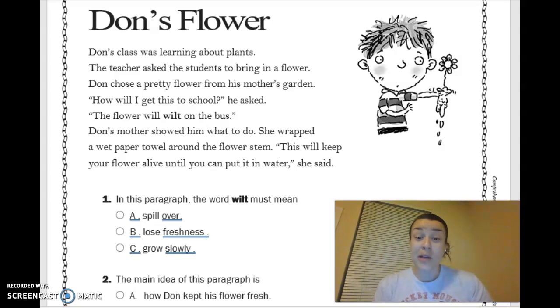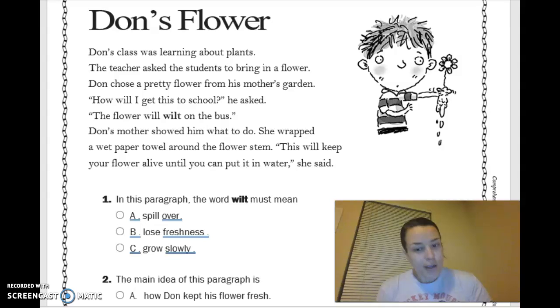Dawn's class was learning about plants. The teacher asked the students to bring in a flower. Dawn chose a pretty flower from his mother's garden. "How will I get this to school?" he asked. "The flower will wilt on the bus." Dawn's mother showed him what to do. She wrapped a wet paper towel around the flower stem. "This will keep your flower alive until you can put it in water," she said.